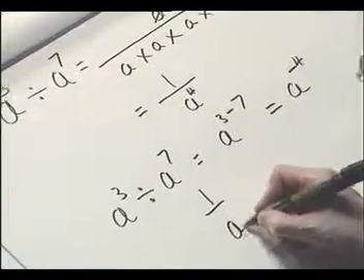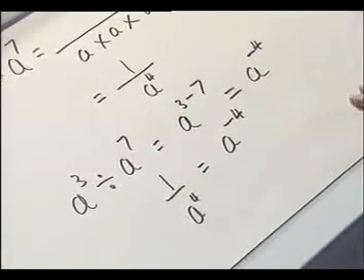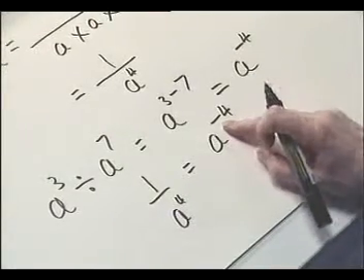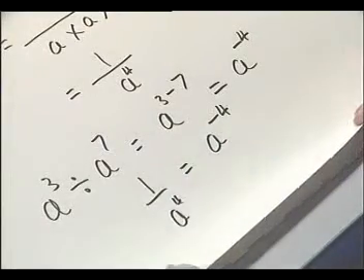So, same argument applies. We've done the same calculation in 2 different ways. We've done it correctly. We've arrived at 2 different answers. Therefore, these 2 answers have got to be the same. So 1 over a to the power 4 is a to the minus 4. So a minus sign in the index with the power means 1 over. 1 over a to the power 4.